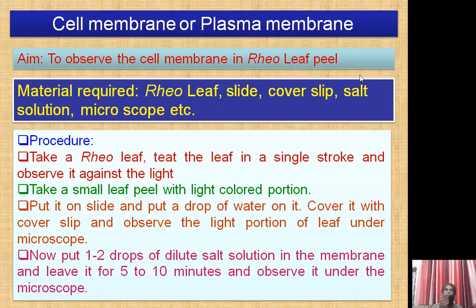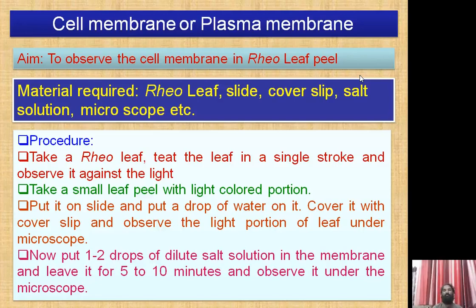Put a drop of water on it, and later cover it with a cover slip. After that, you observe that slide under the microscope. Whatever figure you observe in the microscope, you draw in your running notebook. So first you prepare the slide and observe it. After that, you take that same slide and add 1 or 2 drops of dilute salt solution to the membrane.